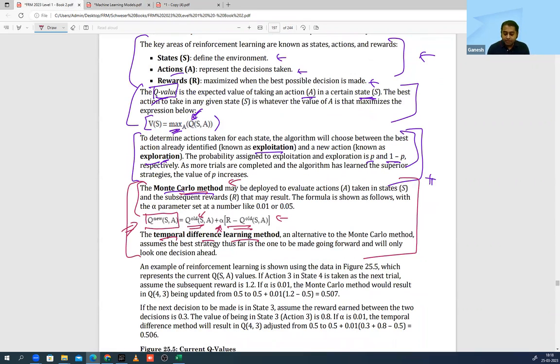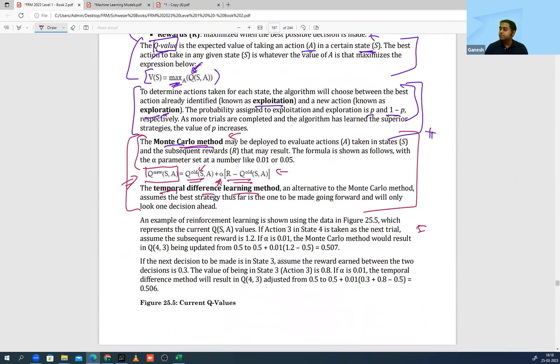Read these 2 paragraphs, please, everybody. And then we'll move towards the calculation piece. I hope everybody has read.